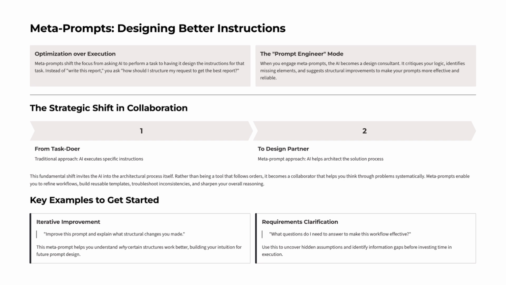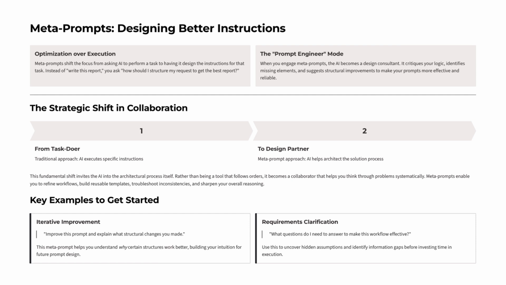This is where prompting becomes a strategic skill rather than a mechanical one. With meta prompts, you move beyond simply telling AI what to do. You invite it into the design process. For example, if you're building a workflow and you're not sure what details the model needs, you can ask, generate a list of questions I should answer before designing this workflow.